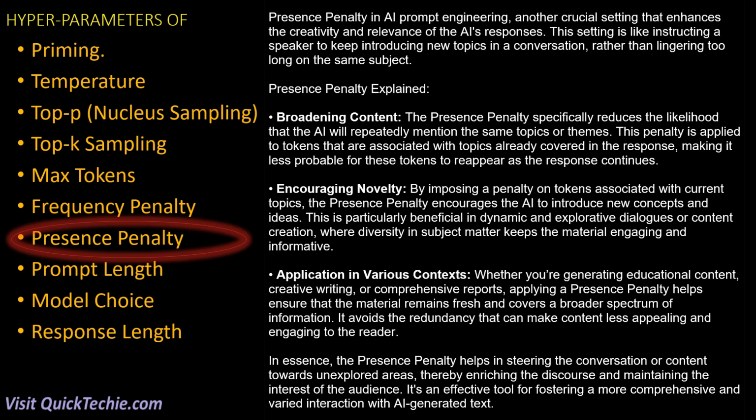Whether you're generating educational content, creative writing, or comprehensive reports, applying a presence penalty helps ensure that the material remains fresh and covers a broader spectrum of information. It avoids the redundancy that can make content less appealing and engaging to the reader. In essence, the presence penalty helps in steering the conversation or content towards unexplored areas, thereby enriching the discourse and maintaining the interest of the audience. It's an effective tool for fostering a more comprehensive and varied interaction with AI-generated text.